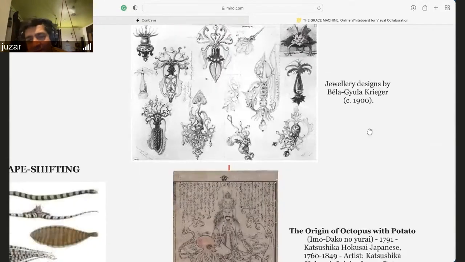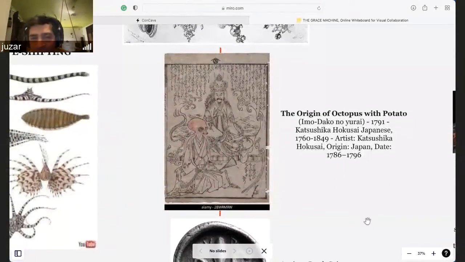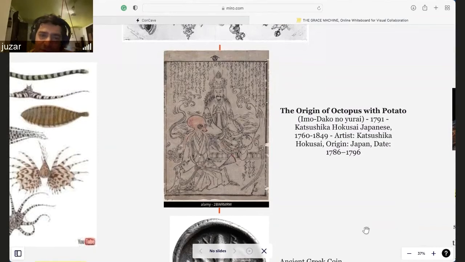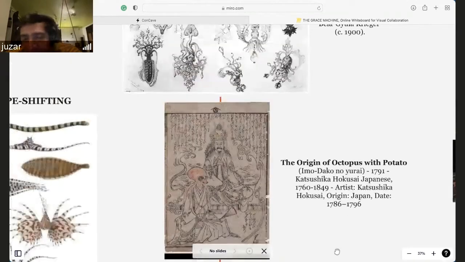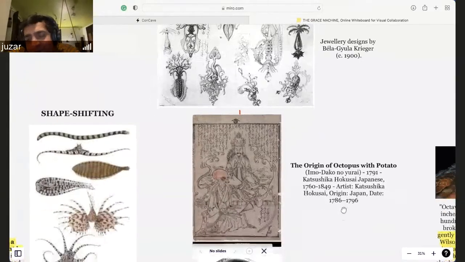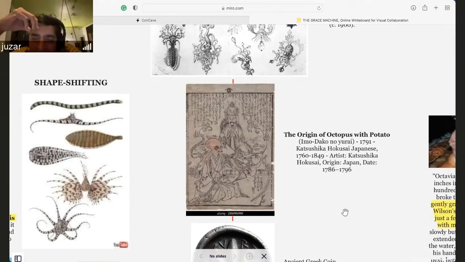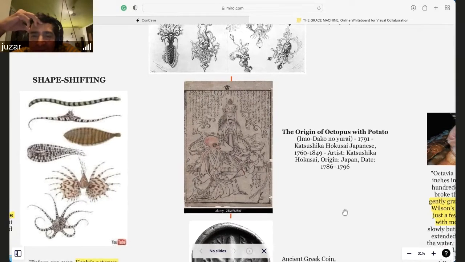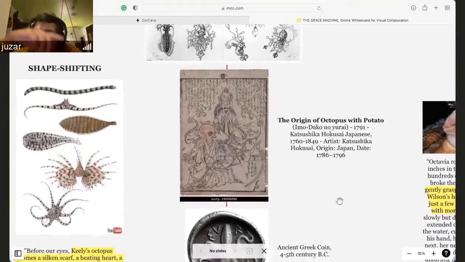If you can scroll down, the origin of octopus with potatoes, because octopus are eaten, so octopus and potatoes go together. There is another one that Hakushai has done: farmers in a potato field, and suddenly an octopus emerges from the potato field and scares the farmers. So it's still a part of pleasure, the figure of the octopus being eaten.